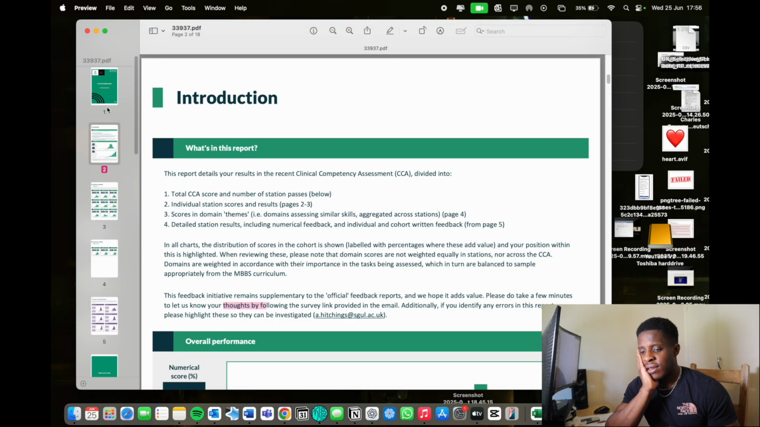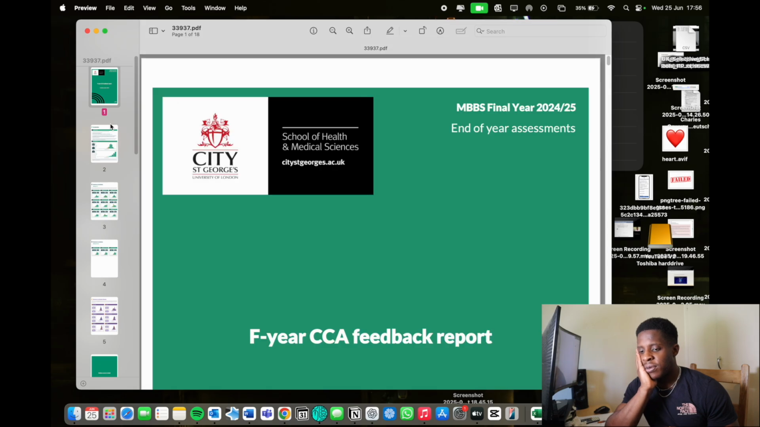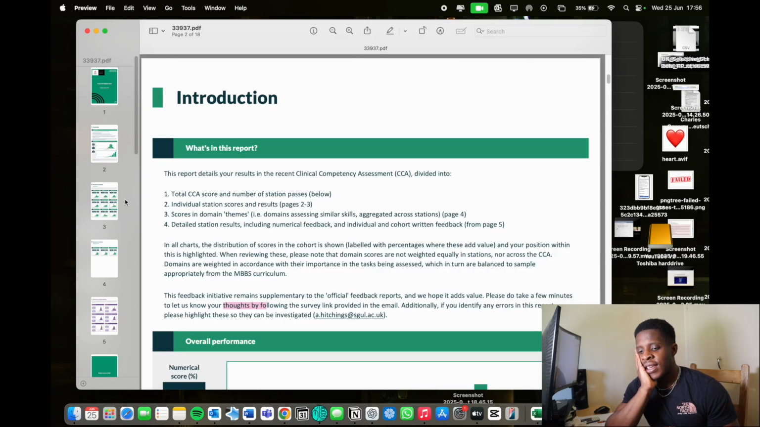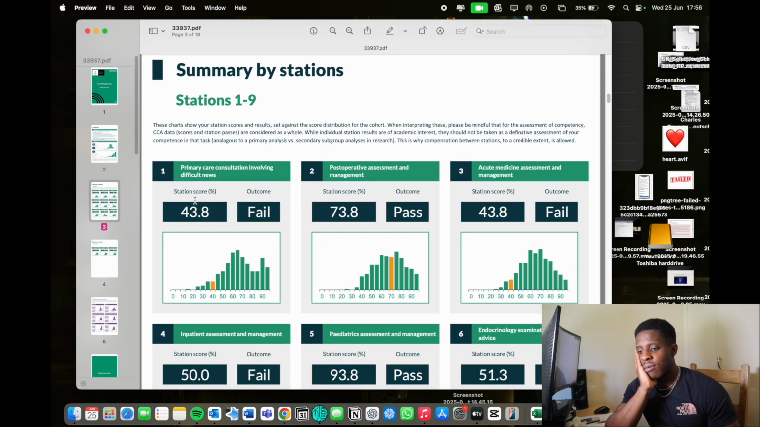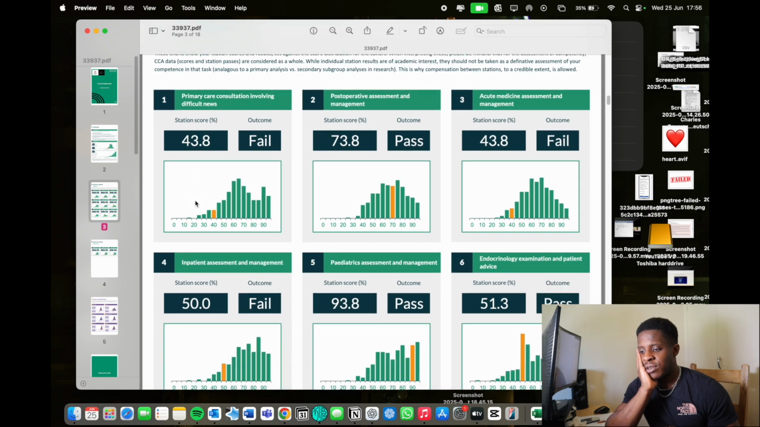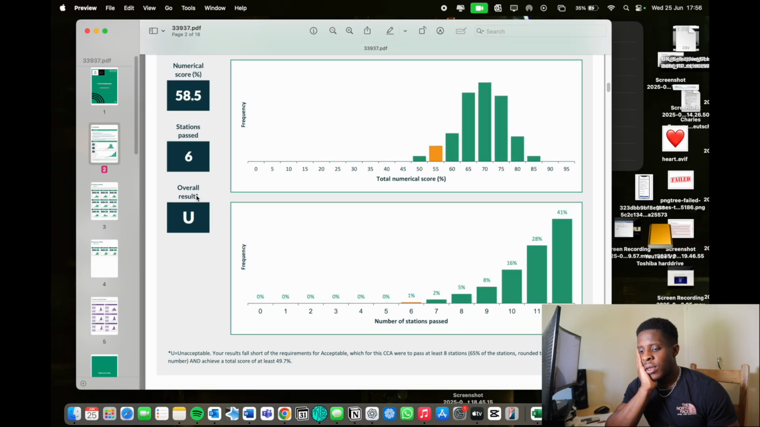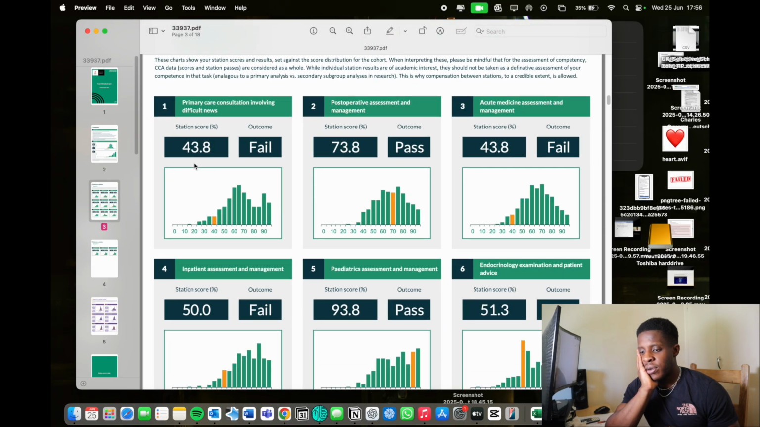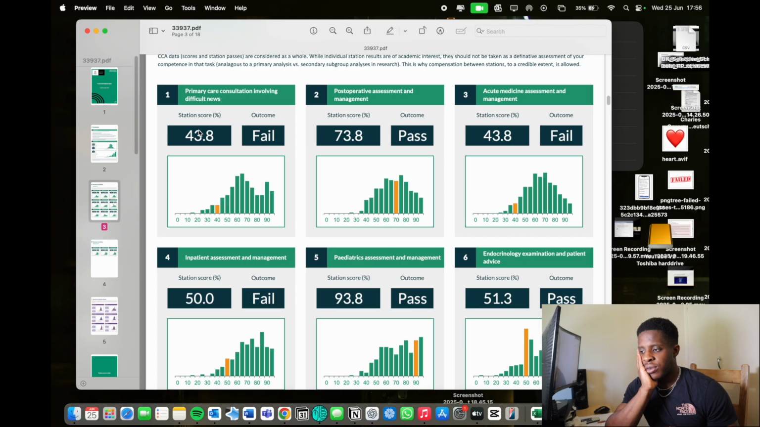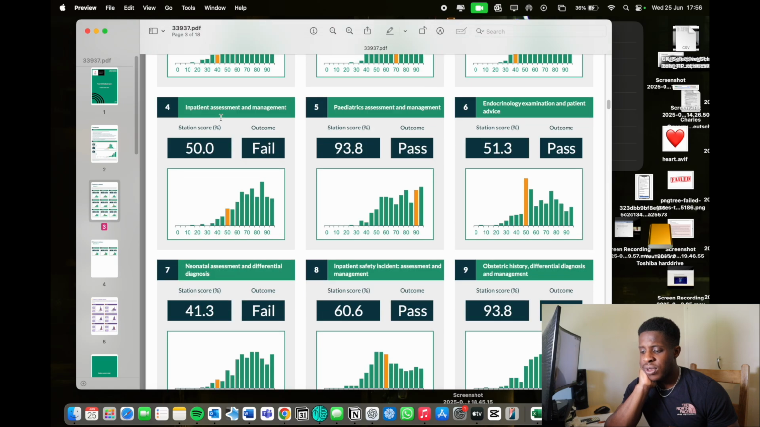I've gone through this score a lot with different people in the lead up to my resits, so let's have a look at a summary of my stations. These are all the 12 stations that we had and my scores for each one. We can see my score for the first one, the primary care consultation involving difficult news. This was Breaking Bad News. I failed.